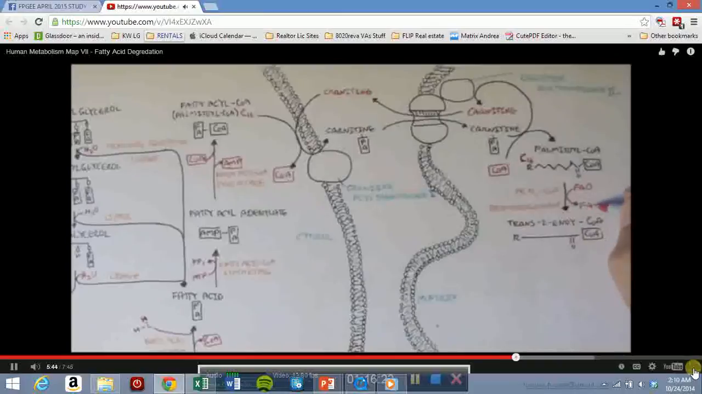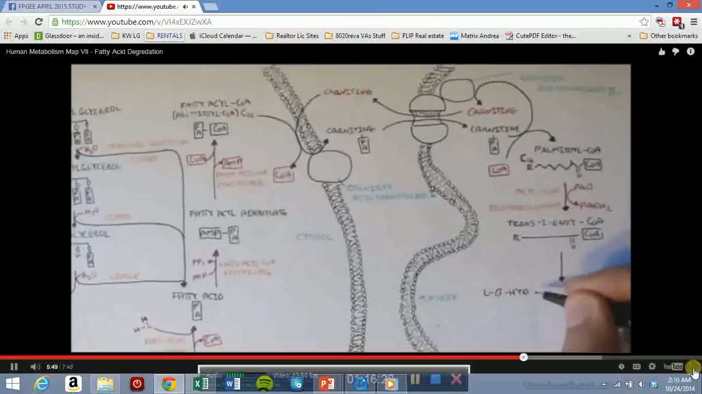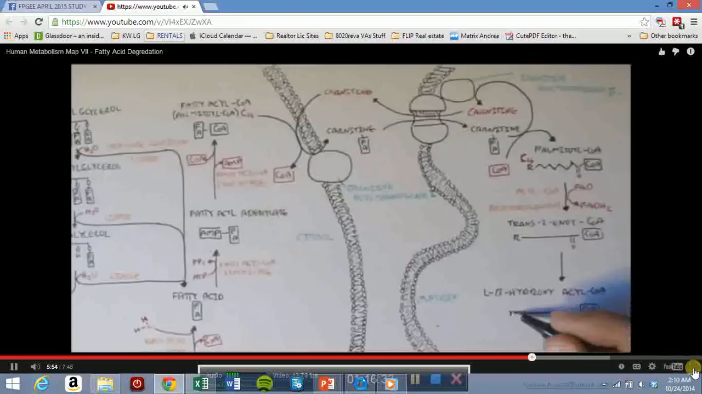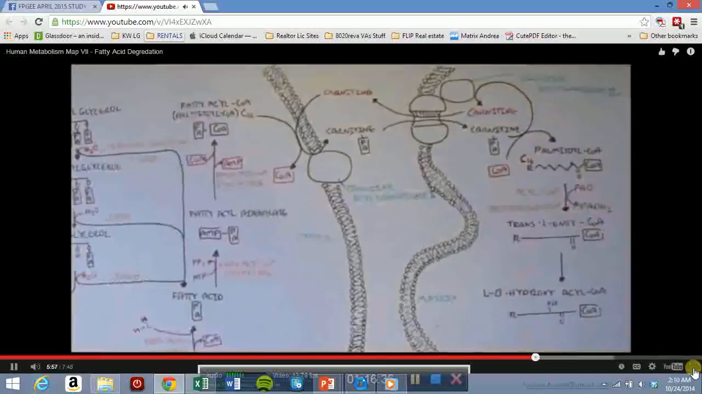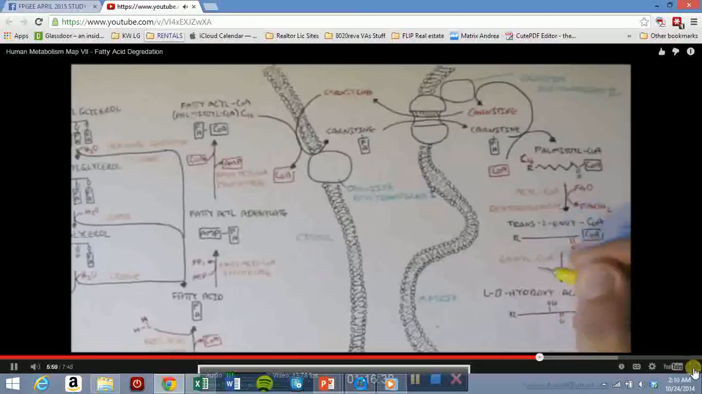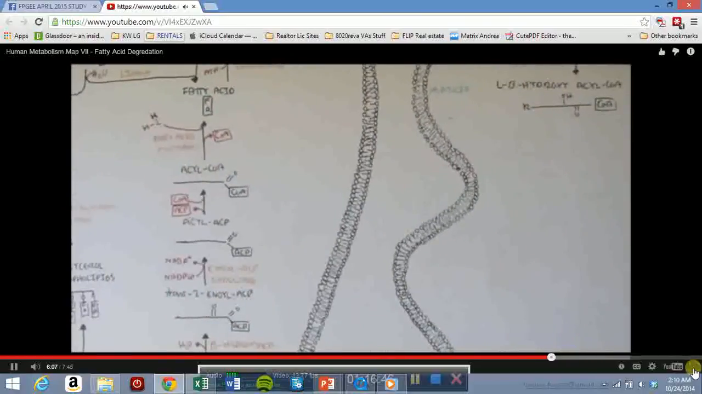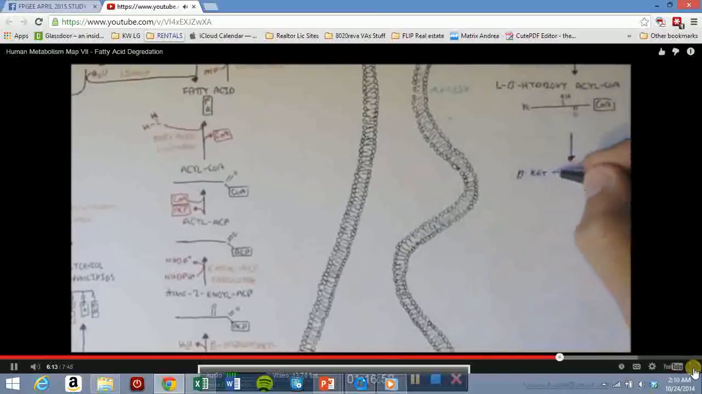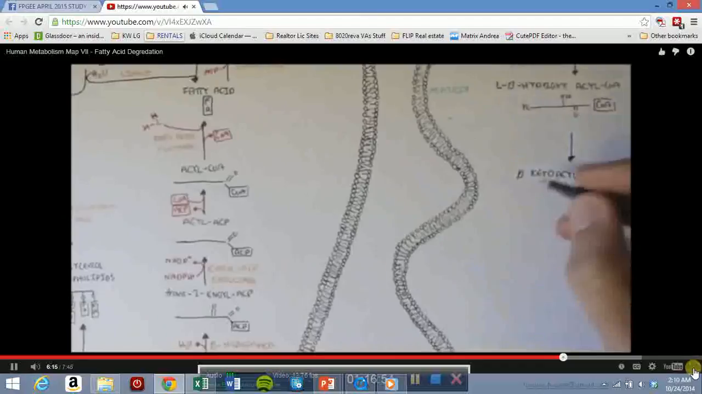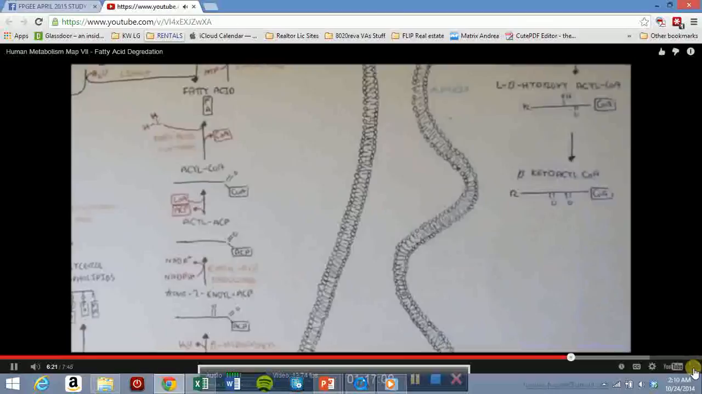FAD is reduced to FADH2. Next, trans-2-enoyl-CoA will then be hydrated to L-beta-hydroxyacyl-CoA by the enzyme enoyl-CoA hydratase, because you're adding water to it. Now, L-beta-hydroxyacyl-CoA will then be oxidized to beta-ketoacyl-CoA by the enzyme beta-hydroxyacyl-CoA dehydrogenase.